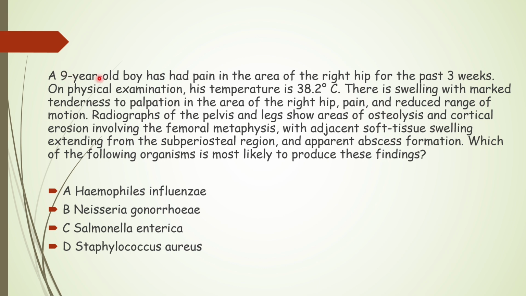A 9-year-old boy has pain in the right hip for 3 weeks. On physical examination, temperature is elevated, with swelling and marked tenderness to palpation in the area of the hip, pain, and reduced range of motion. X-ray of the pelvis and leg shows osteolysis and cortical erosion involving the metaphysis with adjacent soft tissue extending into the subperiosteal region with abscess formation. See, osteomyelitis extending up to the subperiosteum. Which of the following organisms is likely to produce this finding? So yes, the common causative organism is Staph aureus. So that is the answer.